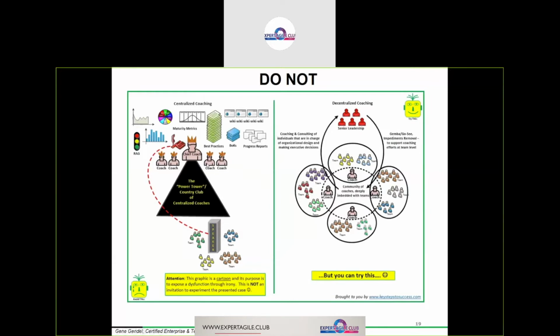Not managers, not HR first, and most definitely not external vendor companies. Another big do not: be very mindful of situations where you have large consultancies, oftentimes supported by small recruiting firms, offering you big bang agile transformation solutions that cost a gazillion dollars.